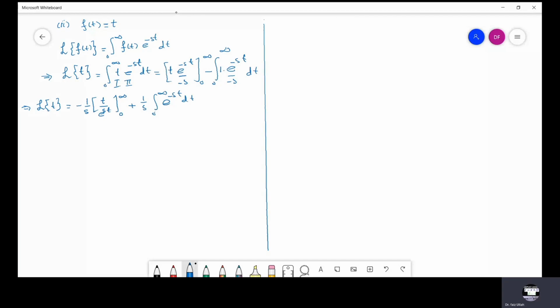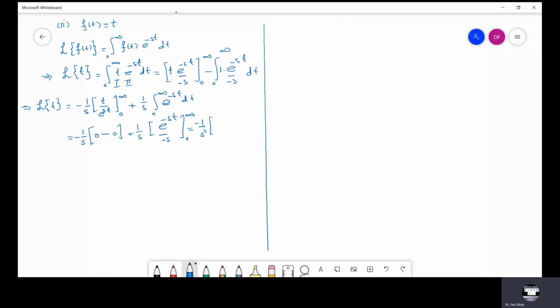And now you can see if we put infinity, this is infinity by infinity form. So we can use the L'Hopital rule here. If we use the L'Hopital rule, we can get 0, and now minus. If we put 0, again we have 0. And from here, this is plus 1 over s, and integration of e power minus st is given by this thing. Limits are from 0 to infinity. This is equal to minus 1 over s square.